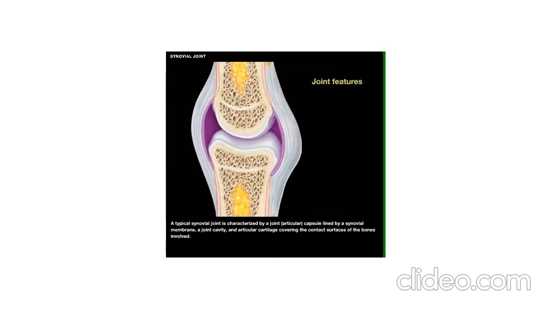A typical synovial joint is characterized by a joint or articular capsule, lined by a synovial membrane, a joint cavity, and articular cartilage covering the contact surfaces of the bones involved. The joint capsule is a connective tissue cuff that encloses the joint cavity.